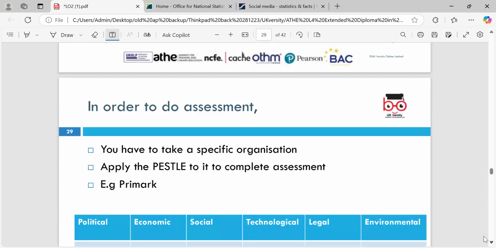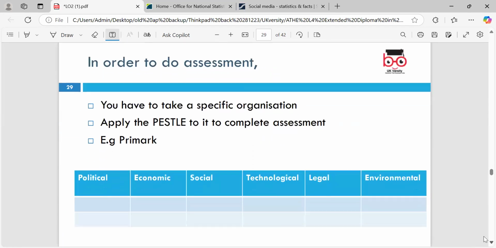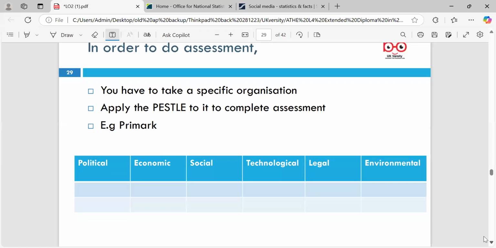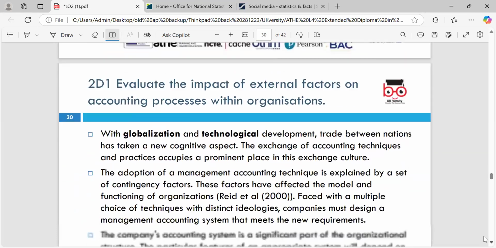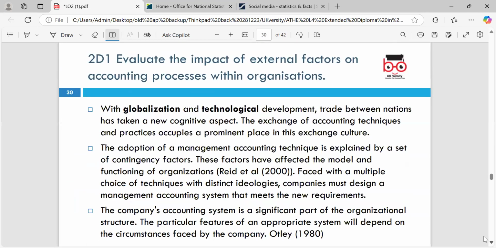That's all we need to look around. For the assessment, please pick a couple of the case studies that are included. Those are available on our Moodle page, the Primark ones, so we can look around and see which factors will be affected. Next, we have the distinction criteria: evaluate the impact of external factors on the accounting business.